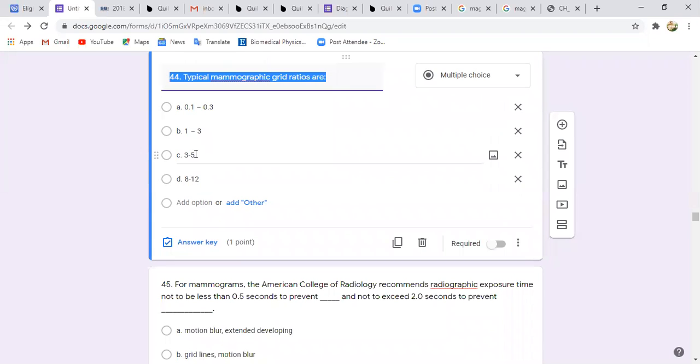It's 3 to 5. For general radiography, the grid ratios span so much, maybe from what was it? But for mammography, it's 3 to 5. For conventional, you can have higher grid ratios, but for mammography, it is 3 to 5.